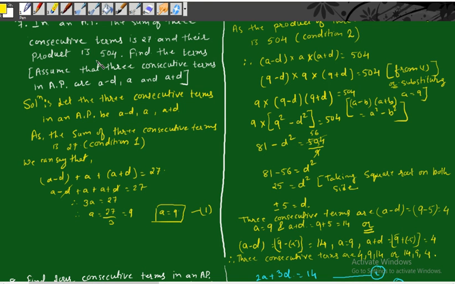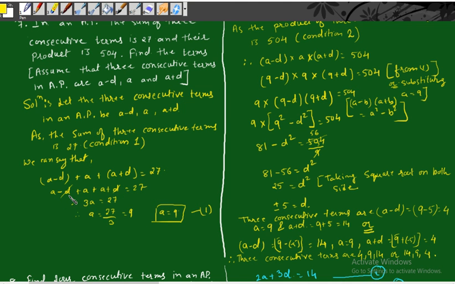As we had given the condition that the sum of three consecutive terms is 27. So the sum of three consecutive terms is 27. That means a minus d plus a plus a plus d is 27. So by opening the brackets, I'll get a minus d plus a plus a plus d is 27.